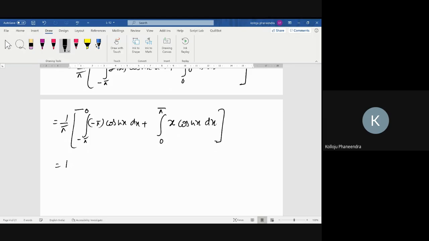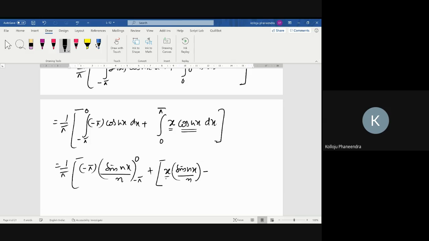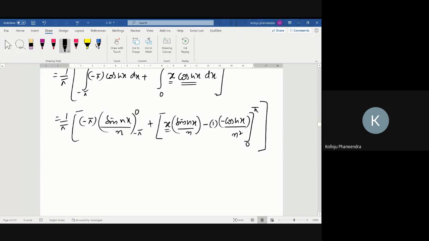Next, this is 1/pi, this minus pi outside, cos nx integration sin nx over n. This is between what limits? Minus pi to 0. And let me write another bracket, derivative part and integrating part. x as usual, cos nx integration sin nx by n, minus x derivative is 1, again integration of sin is minus cos nx by n². This total between what limits? 0 to pi, and the whole bracket closed. Again, I am using the by parts formula, repeated by parts formula.